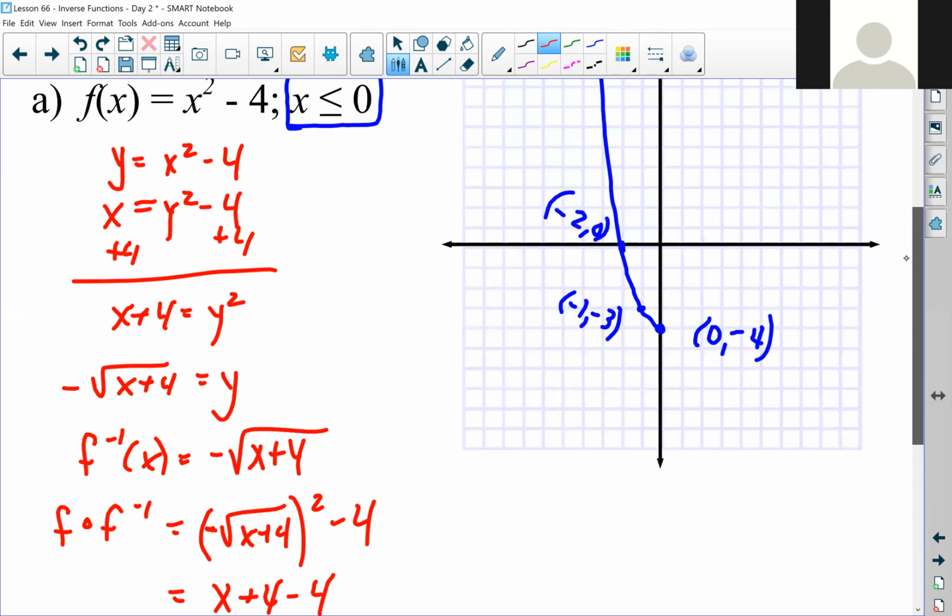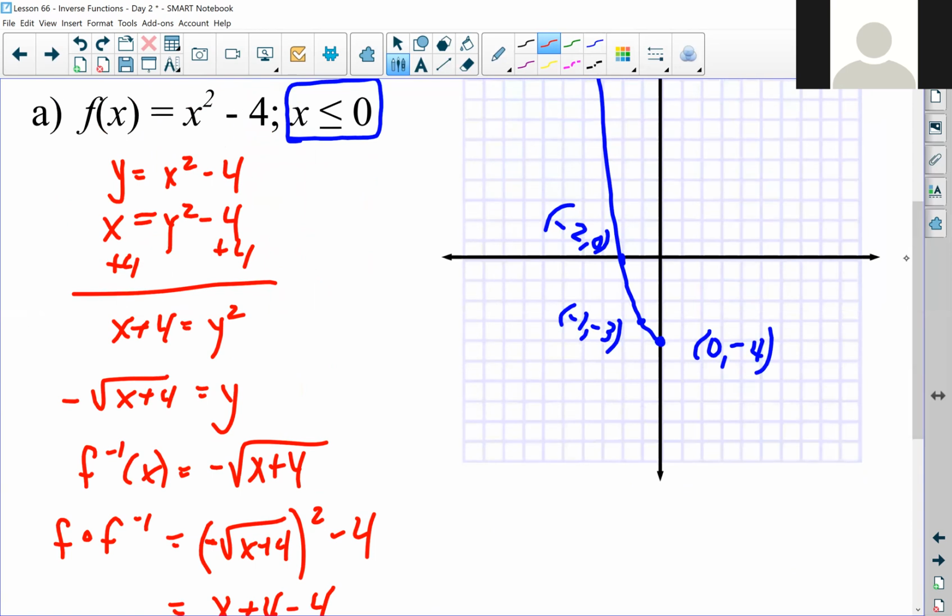Graph. So my suggestion when you graph is just take the points that you've labeled and switch the x and the y coordinates. So instead of (0, -4), we would have (-4, 0), (-3, -1), (0, -2), and so on.